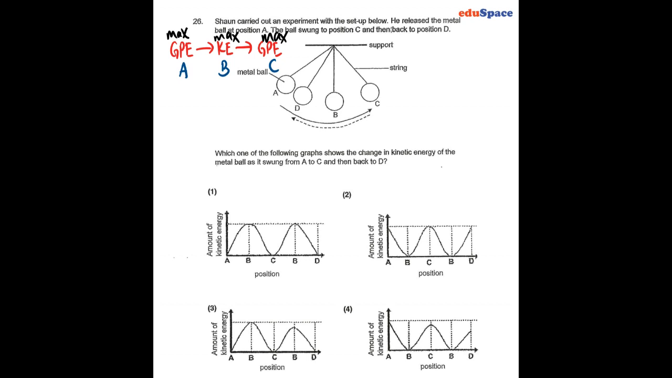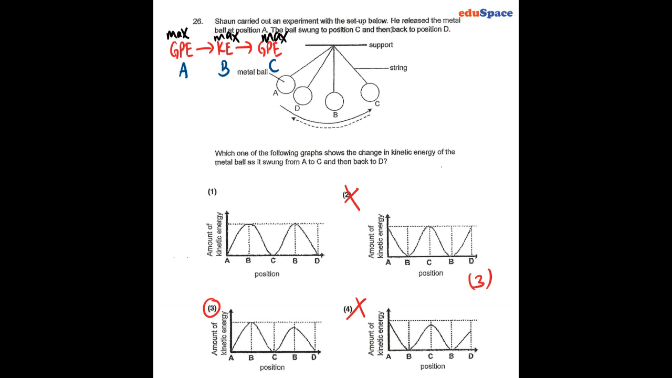So B is definitely the point with the highest kinetic energy. In this case, we could eliminate number 4. So we could see that our answer should be number 3, because you can see that the ball returns back to a lower height. It doesn't go back to the original height.